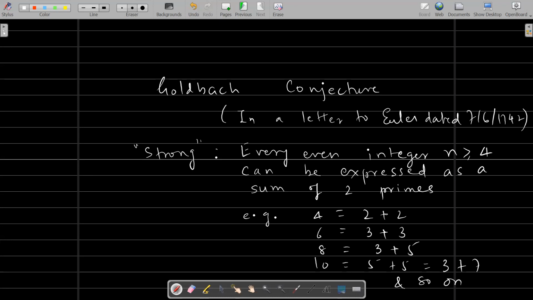Now how far can one check? For example, in 1938, a person named Pipping, I don't know whether he was a mathematician, verified manually. In those days there were no calculators, no computers. He verified it for even numbers till 1 lakh. So each and every even number up to 1 lakh, he checked that it can be written as the sum of two primes.